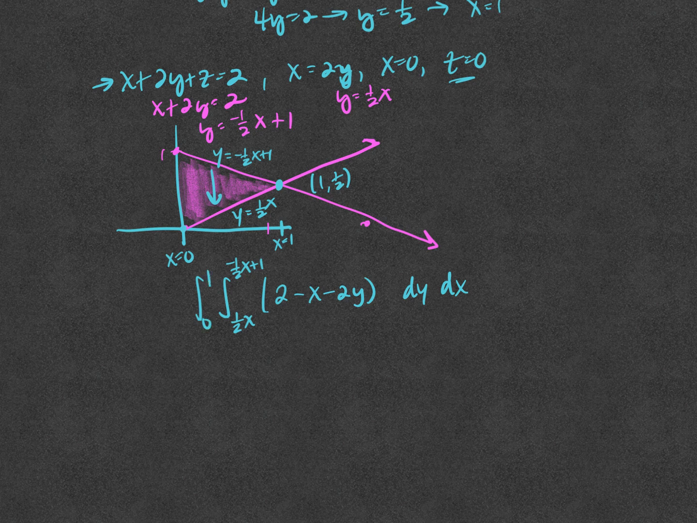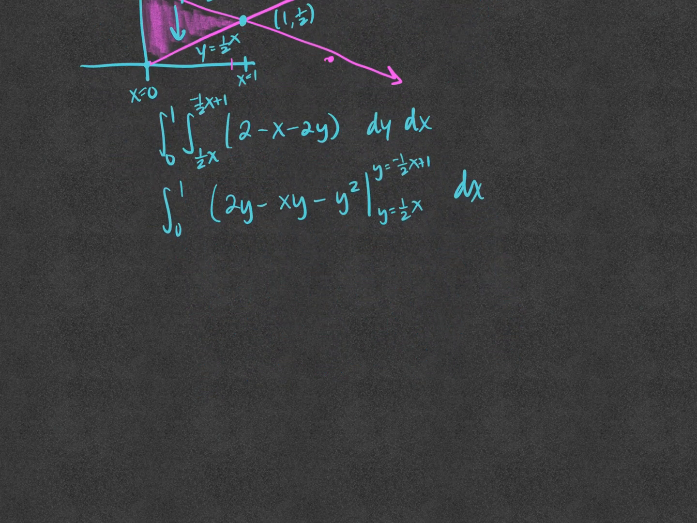Now this isn't too hard of an integral once you get all that set up. That's the hard part. So we're going to go the boundaries from 0 to 1, and we're integrating with respect to y. So we're going to say 2y minus xy minus y squared, and the boundaries are y equals 1/2 x and y equals negative 1/2 x plus 1. Now the reason I wrote that in is because I did it all by putting them in wrong. So maybe if I do it that way, I'll do them correctly this time.